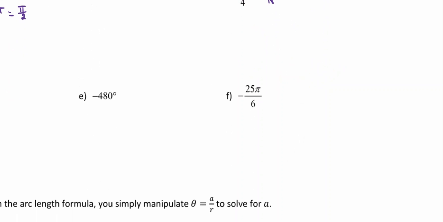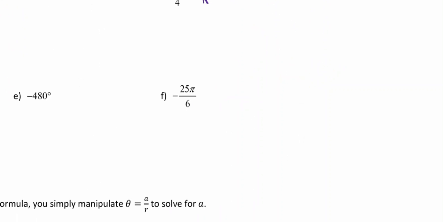All right, let's just do F, and then we'll call it good. We're going to multiply this by, again, I'm after this pi. I want to cancel that. So I'm going to write this as 180 degrees over pi. Then the pi's cancel, and I'm just cleaning up this mess. In the end, if you go negative 25 times 180 divided by 6, you end up getting negative 750 degrees.